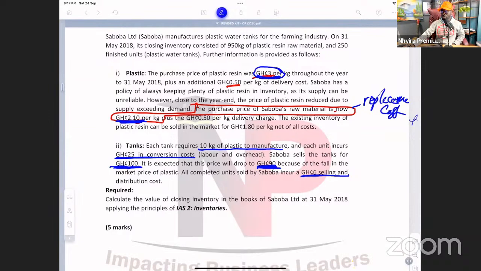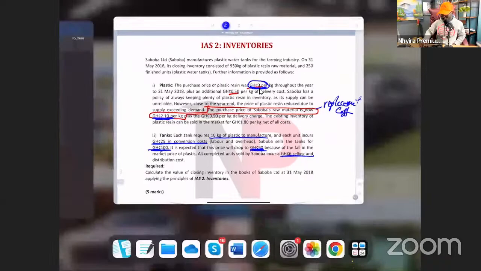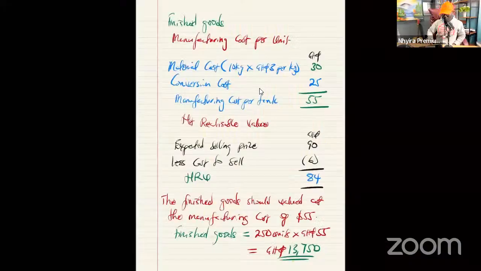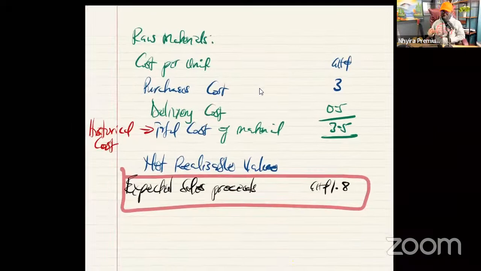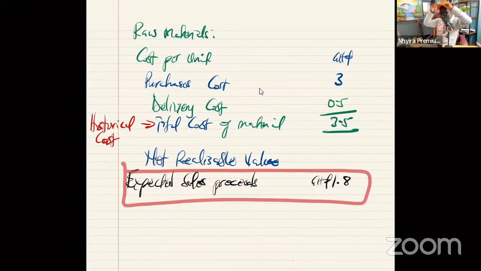So let's go back to the inventory and let's finish up with the raw material. Listen carefully. IAS 2 states that in determining the value of raw material, you have to consider three things. Number one, the cost of the raw material. Number two, the net realizable value if we sell the raw material. And number three, the net realizable value if the raw material is converted into finished goods and sold.